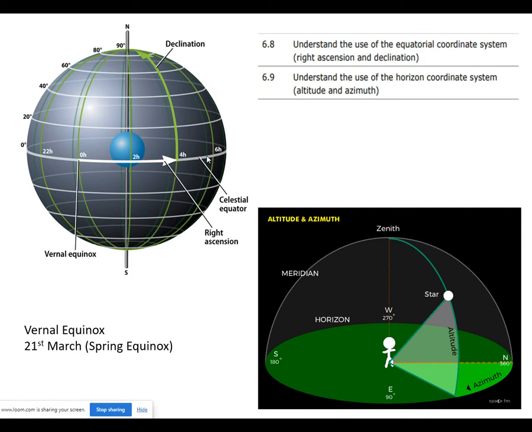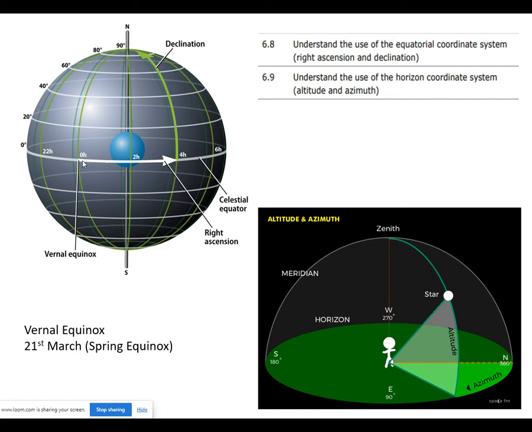First one, which goes from the celestial equator up to the celestial poles, and down, is declination. So the north celestial pole is 90 degrees north declination, or plus 90 degrees, whereas that goes down to minus 90 degrees. Then you have right ascension.